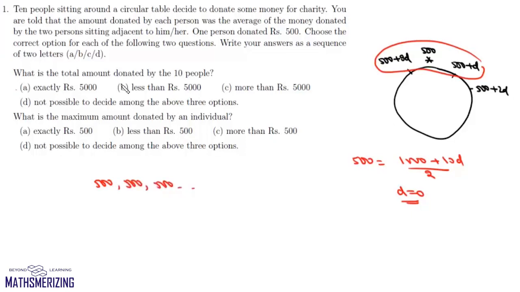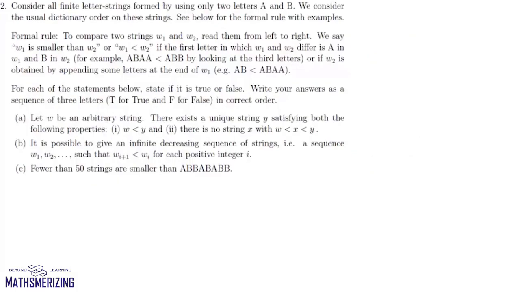So what is the total amount donated by 10 people? It will be 500 into 10, and that is exactly rupees 5000. Option A. And the next question is, what is the maximum amount donated by an individual? Each person has donated 500 rupees, so it is exactly rupees 500. That's your option A.